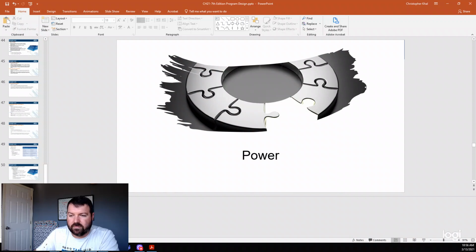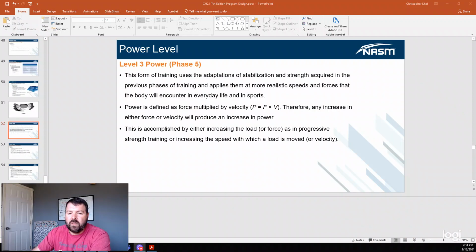All right, on power. Getting to level 3 power, or phase 5. This form of training uses the adaptation to stabilization and strength acquired from the previous phases, and applies it to the most realistic speeds and forces. Usually this is more tailored to sport-specific activities, which is usually the most fun because it mimics what they're going to do. Power is defined by force multiplied by velocity, so any increase in either force or velocity will produce an increase in power.